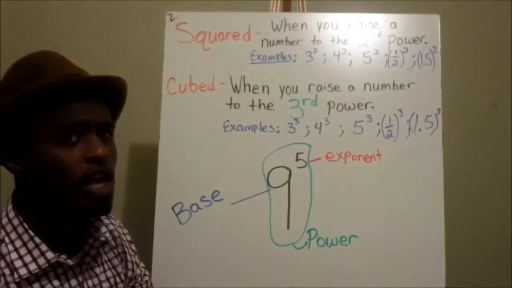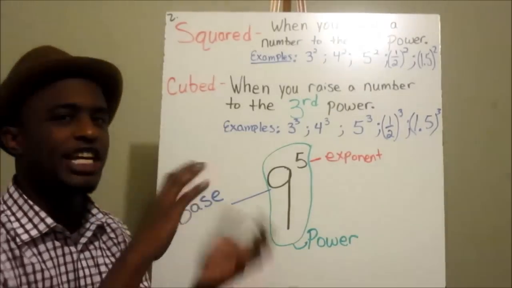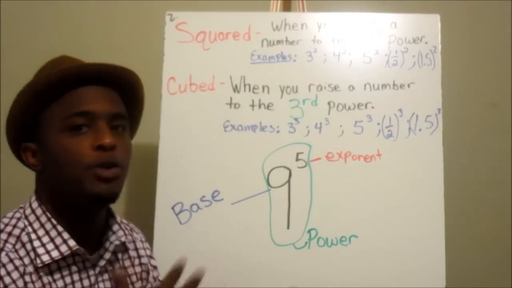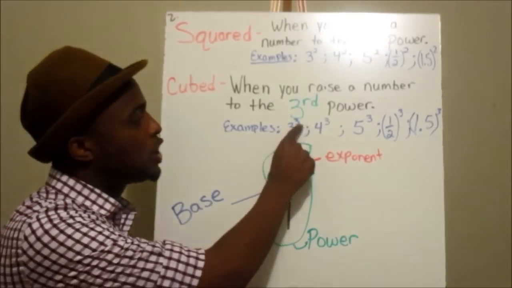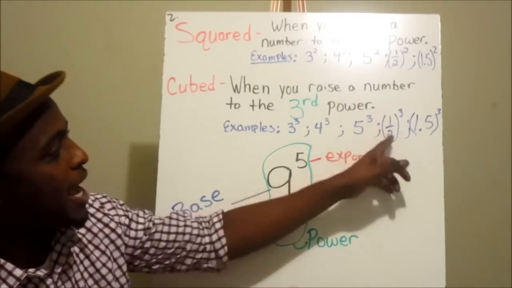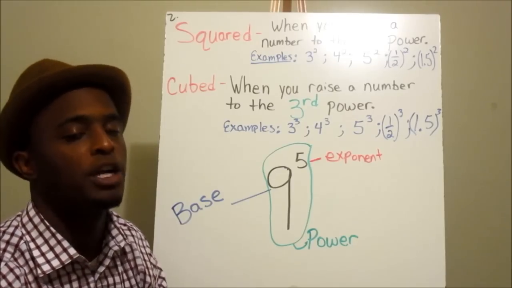Another one you're going to hear a lot is cubed. Cubed, just like a cube, this shape. This is when you raise a number to the third power. So anytime we raise a number to the third power, we say the number is cubed. Here are some examples: 3 cubed, 4 cubed, 5 cubed, 1/2 cubed, 1.5 cubed.